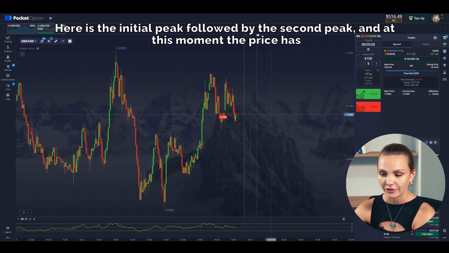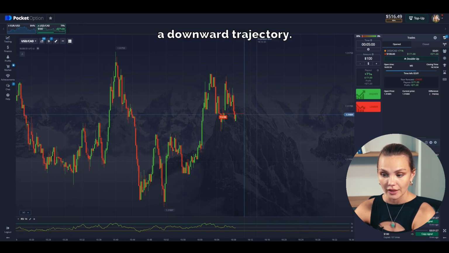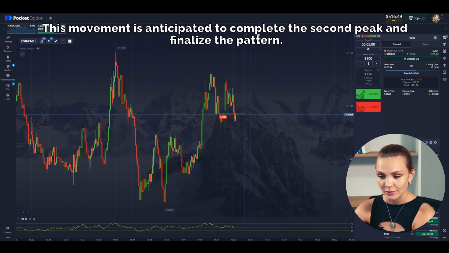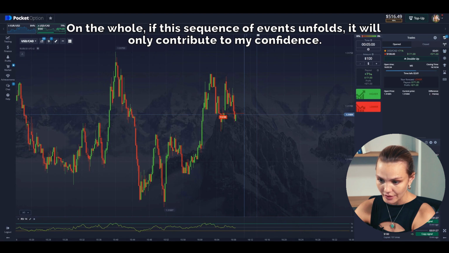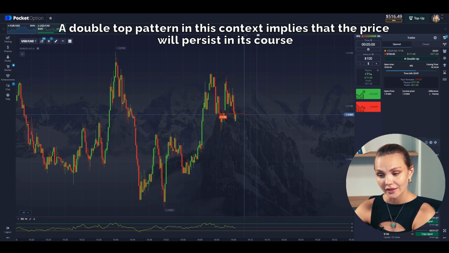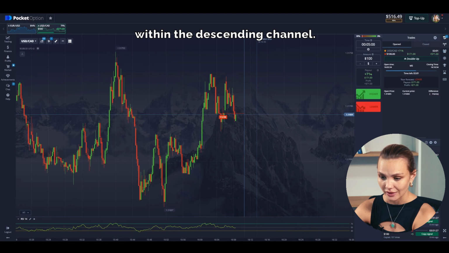Here's the initial peak followed by the second peak, and at this moment the price has commenced a downward trajectory. This movement is anticipated to complete the second peak and finalize the pattern. On the whole, if this sequence of events unfolds, it will only contribute to my confidence. A double top pattern in this context implies that the price will persist in its course within the descending channel.